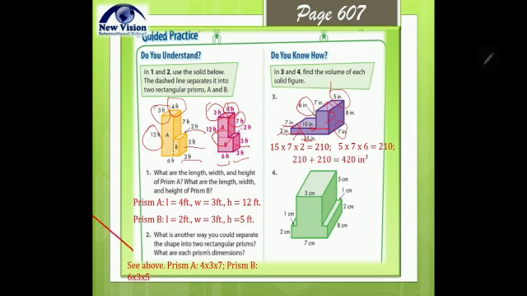For number 4, let us divide this horizontally again. So our prism A and B. So our prism A has the dimensions of 7 times 8 times 2. Prism B has 5 times 8 times 5 equals 200. 112 plus 200 equals 312 cubic centimeters.